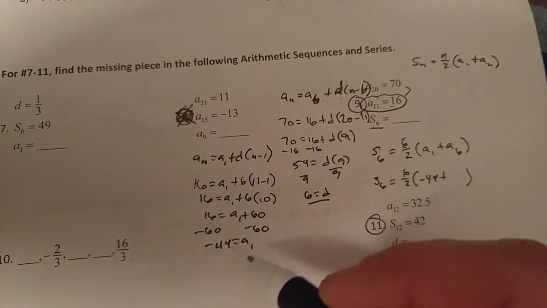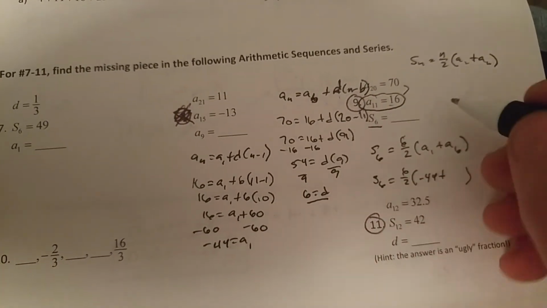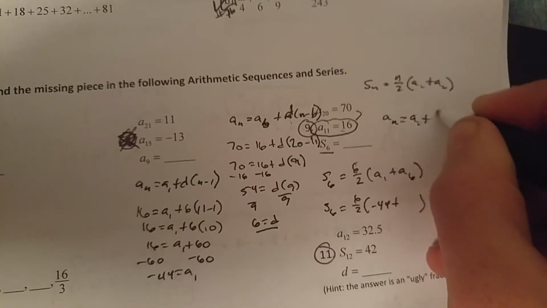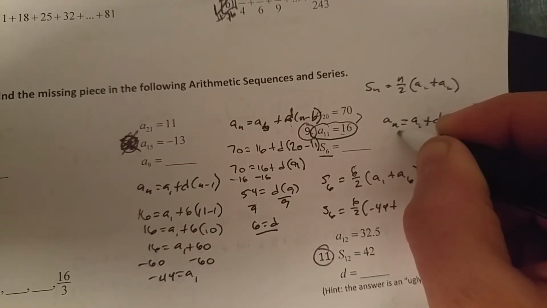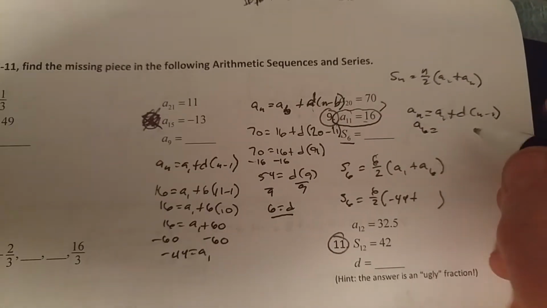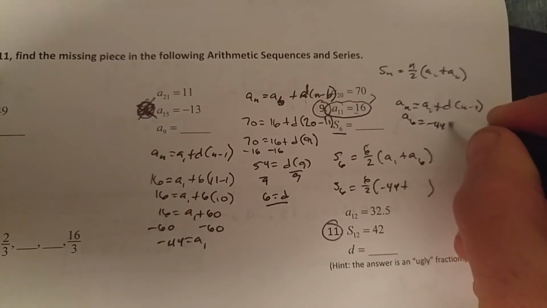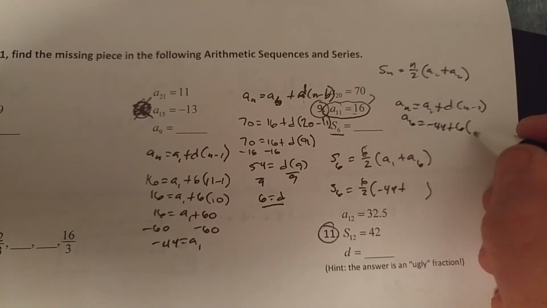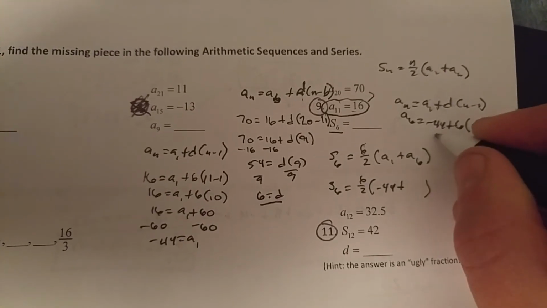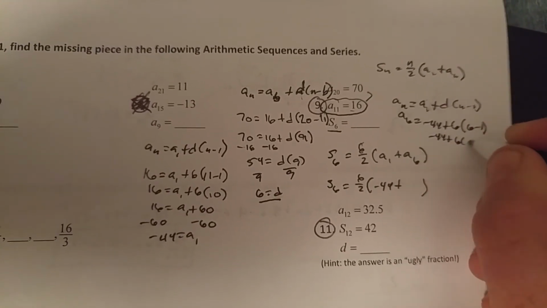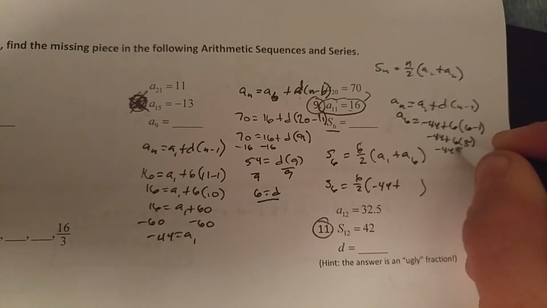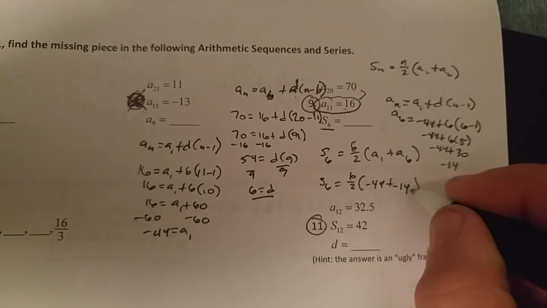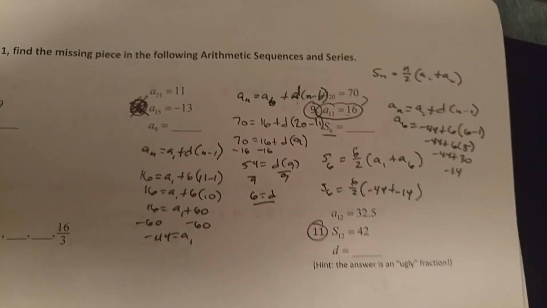So now that I know a sub 1 and I know d, now I need to go find a sub 6. So again, I'm going to use the explicit formula. This time I'm looking for a sub 6, and I know that a sub 1 is negative 44. d is 6, and if I'm looking for a sub 6, then my n value is 6. So this is negative 44 plus 6 times 5, which is negative 14. So I'm going to put the negative 14 here for a sub 6, and now I just have to calculate this.